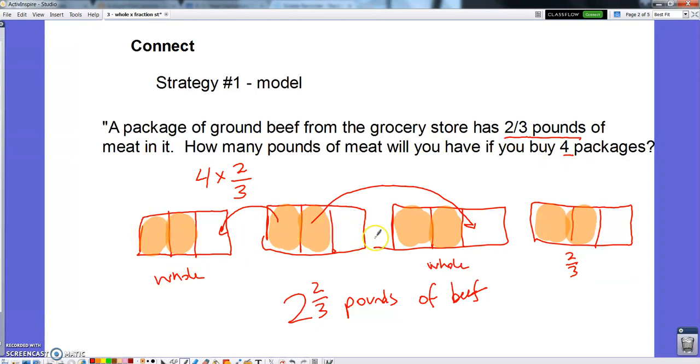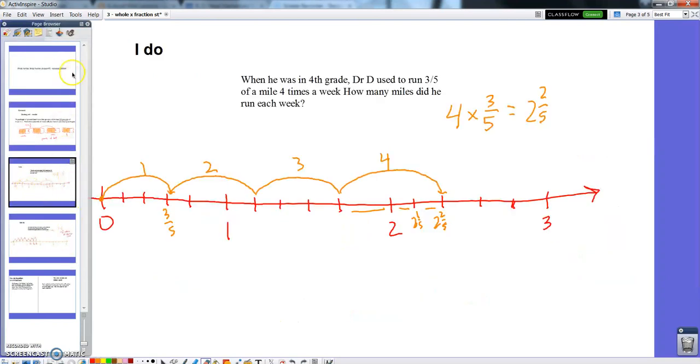I drew all 4 packages of beef as though they were a pound, but they're only 2/3 of a pound. So I colored 2/3 of each one orange. Then I recombined my parts, moved both of them out of here, made a whole here, and 2/3 more. Yesterday, our strategy was a number line, like this.